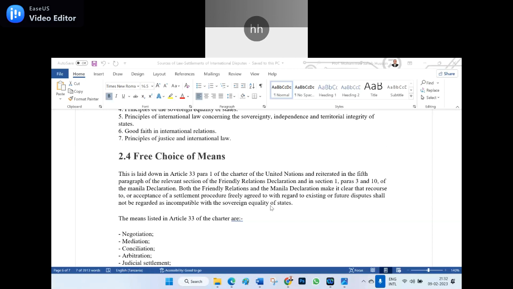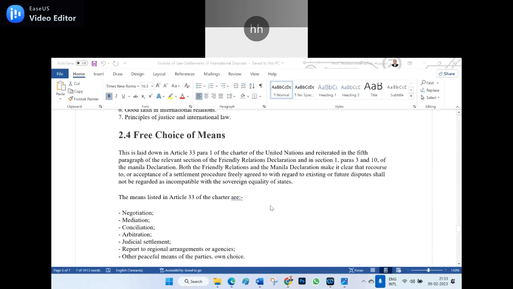Yes, sir. So the Manila Declaration makes it clear that recourse to, or acceptance of, a settlement procedure freely agreed with regard to existing or future disputes shall not be regarded as incompatible with the sovereign equality of states. The states can adopt either the UN Charter, or the General Assembly, or the Friendly Relations Declaration, or the Manila Declaration. Is it clear? That is the choice of means.